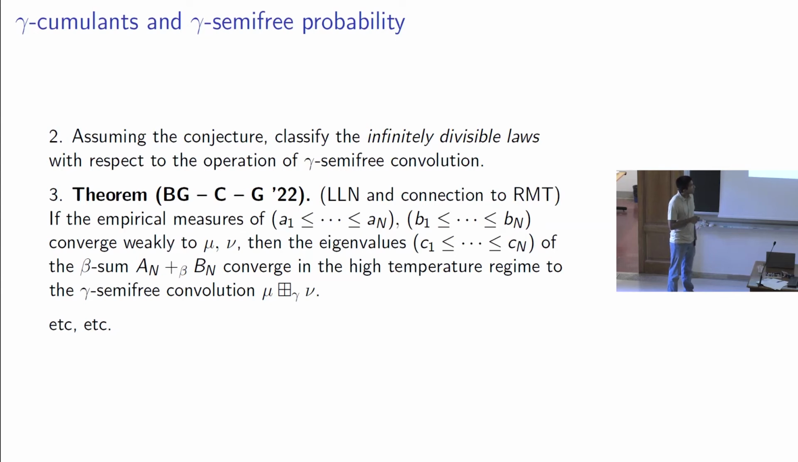So we have a high temperature analog of that result. We define some kind of beta sum of random matrices. If you look at the eigenvalues of that sum, and you look at the high temperature limit again, so n goes to infinity and beta goes to 0 in such a way that n times beta is a constant, then the eigenvalues converge weakly to the semi-free convolution of mu with nu.